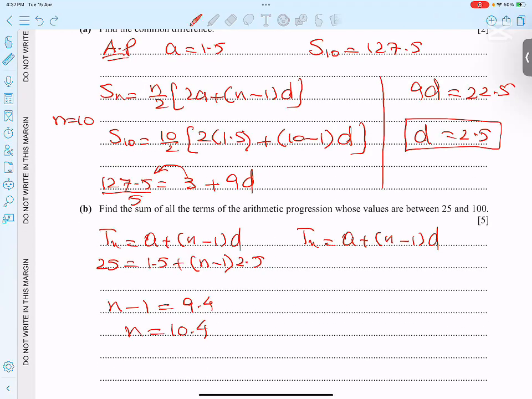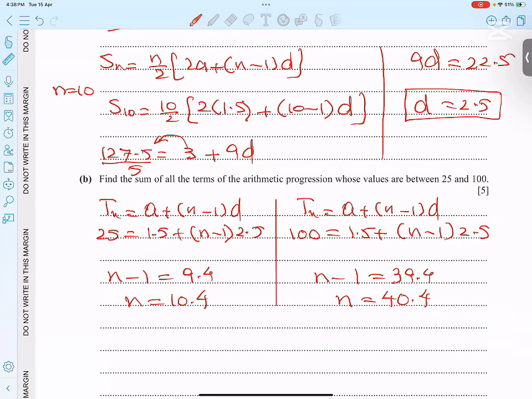So first of all, we'll try to find the second term number. As usual, I will plug in 100 in the place of Tn. So 100 is equal to the first term 1.5, the term number I don't know, and the common difference 2.5. So this will subtract and this will divide. I do together 100 minus 1.5 and divide by 2.5, and I get n minus 1 equal to 39.4. So n becomes 40.4, sorry.